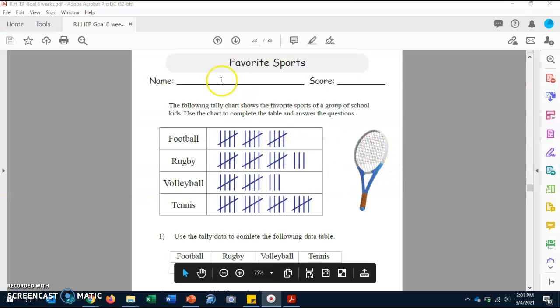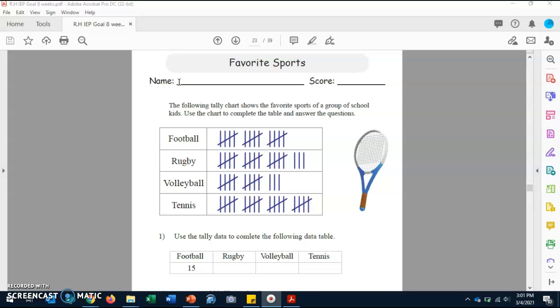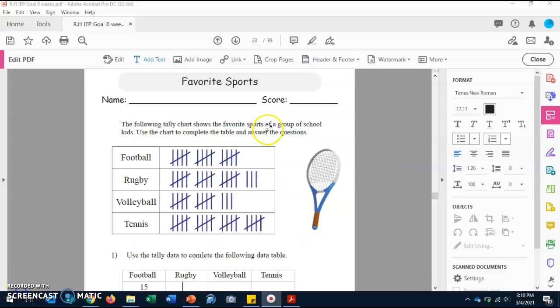So this is our assignment today. It is called Favorite Sports. Don't forget to write your name and the date. Today is March the 5th, 2021. And on the top it says, the following tally chart shows the favorite sports of a group of school students. Use the chart to complete the table and answer the questions.